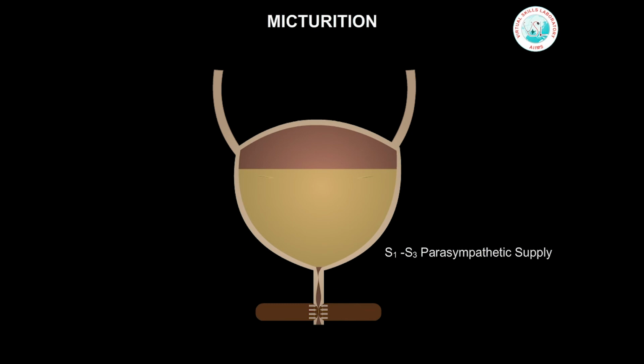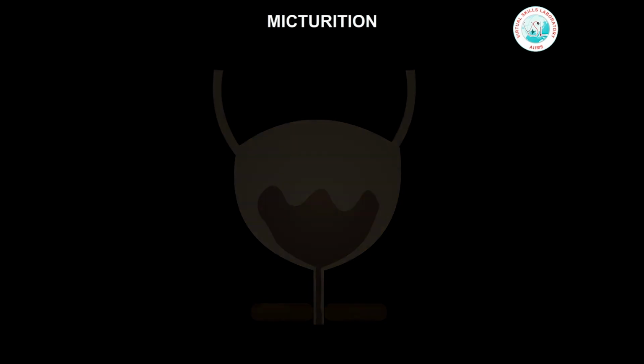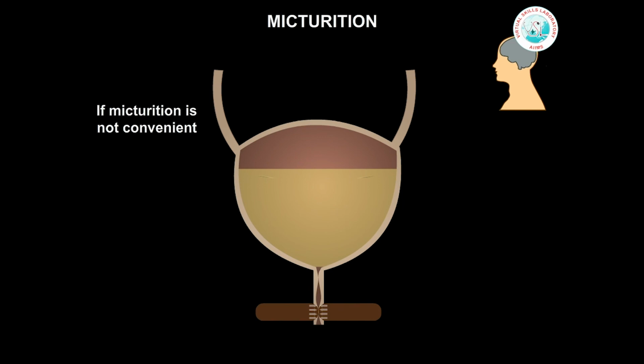Parasympathetic supply coming from the sacral region of the spinal cord contracts the detrusor muscle. The internal urethral sphincter relaxes, followed by the external urethral sphincter, thus causing micturition. If micturition is not convenient at a time, impulses are sent from the brain through the somatic motor neurons via the pudendal nerve that keep the external urethral sphincter contracted, thus holding the urine.